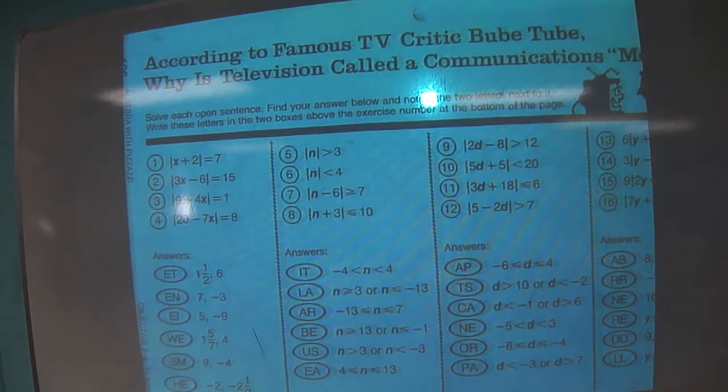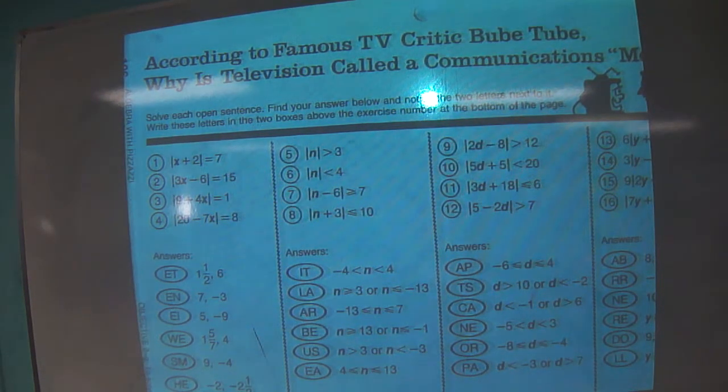Okay, according to the famous TV critic, I'm not going to go on with that sentence because everybody's going to lose it.